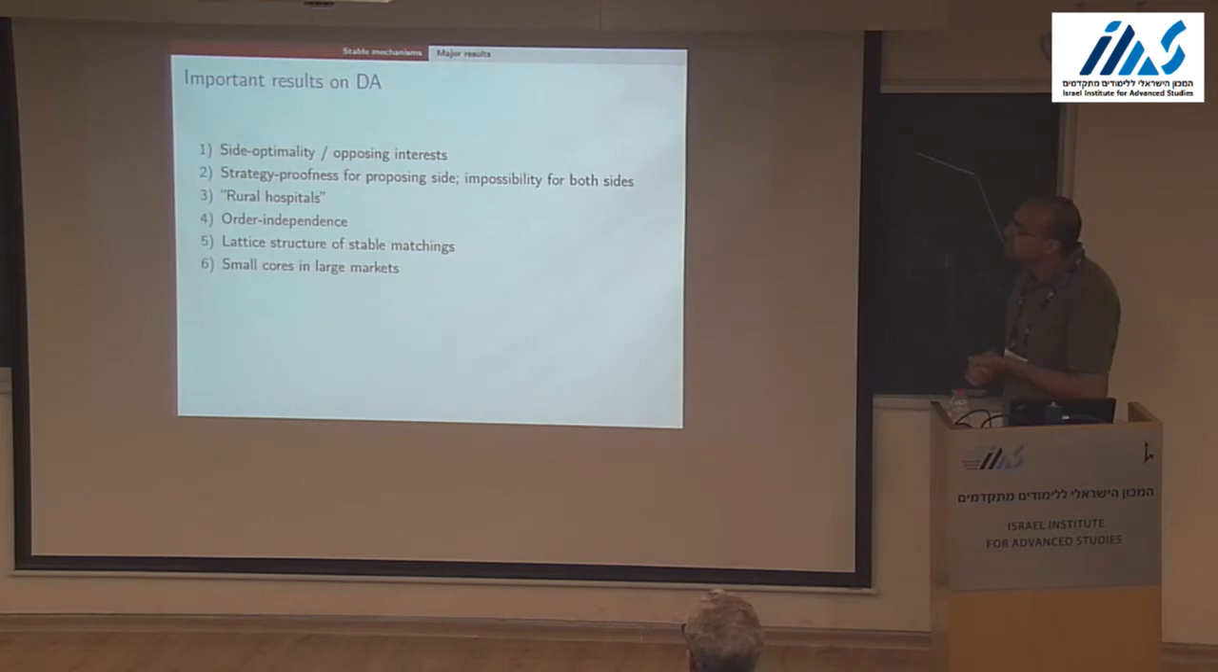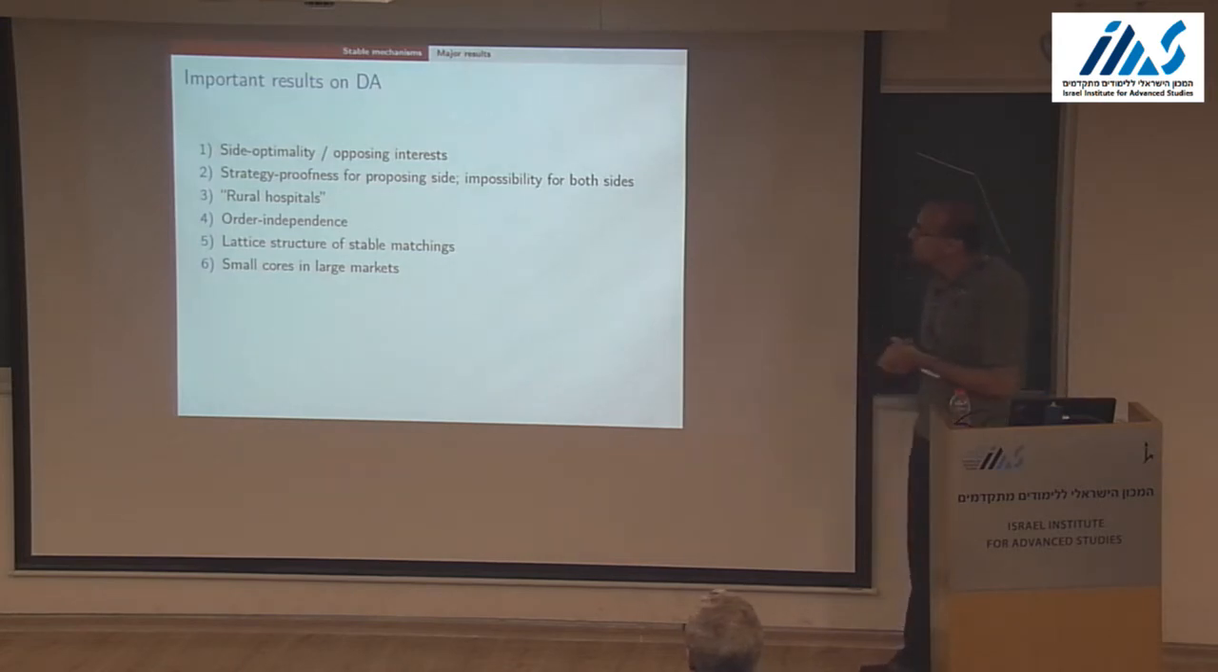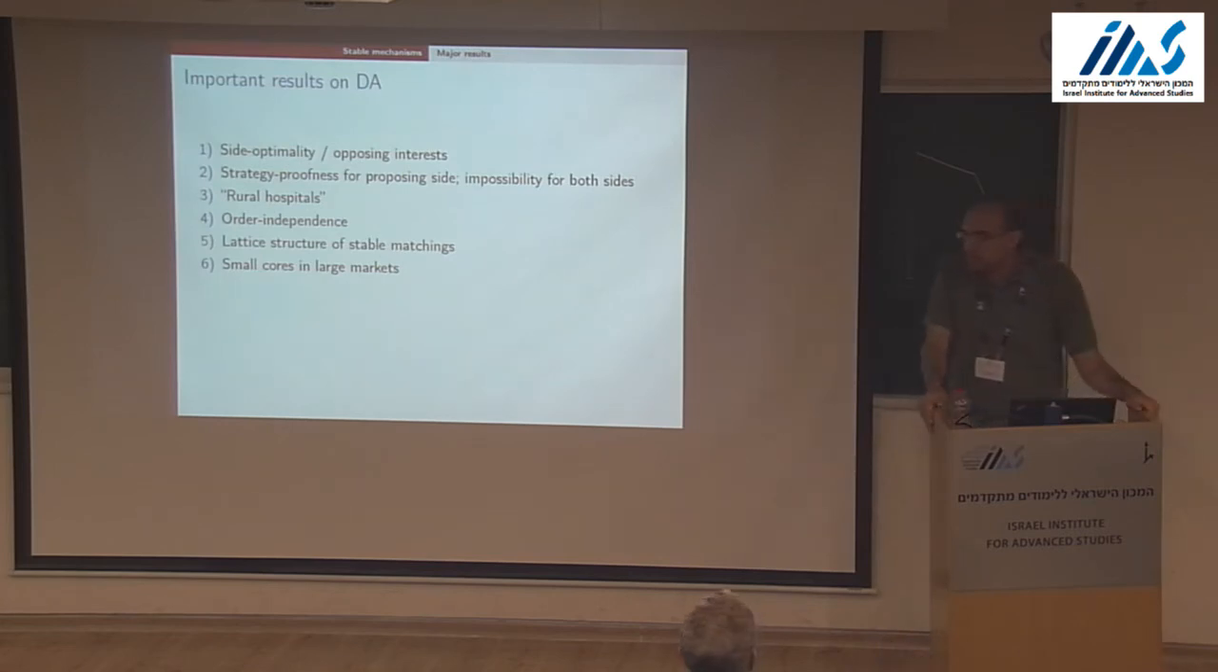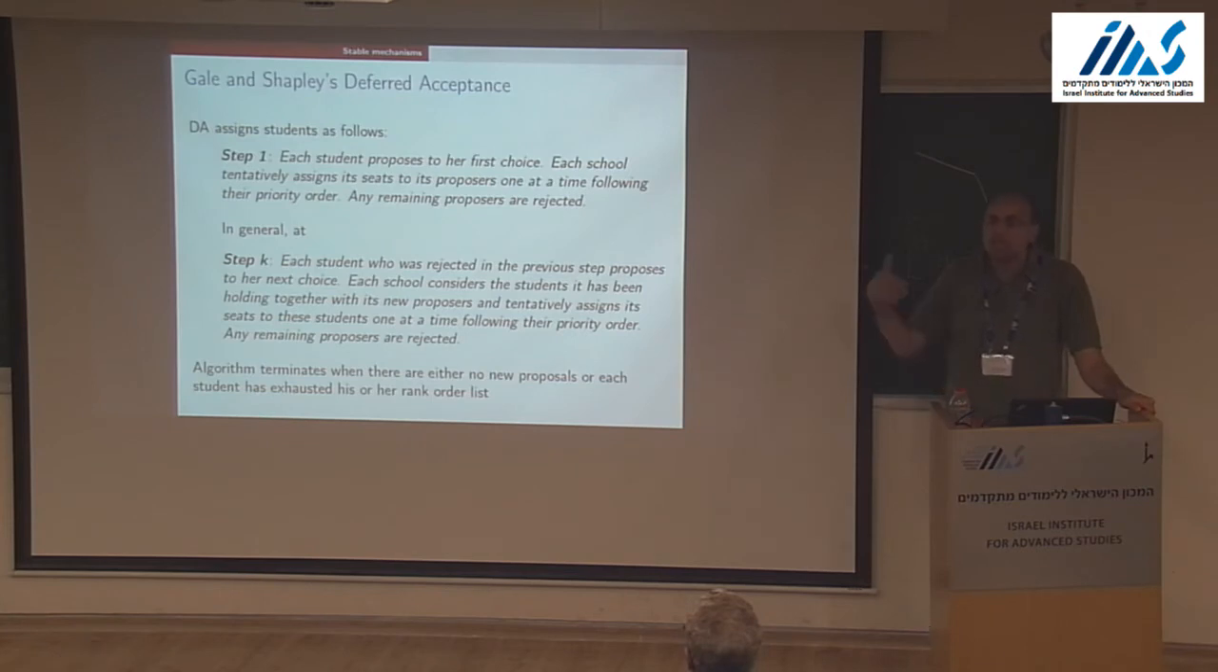The fourth result is what I'm calling order independence. This is also actually not in the Roth-Sotomayor book. This is an important result because when I actually implement deferred acceptance on a computer, the way I defined it here involves simultaneous proposals in each step. I could have equally well done this in an iterative way where I take a given student, have him propose to his top choice, take another student, have him propose to his top choice. If he causes a rejection of that first student, put that first student back in the queue.